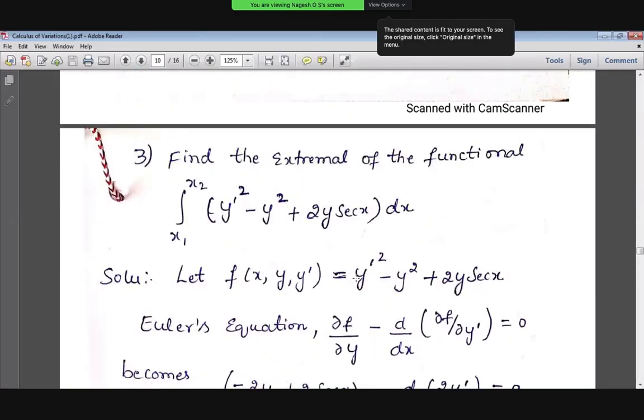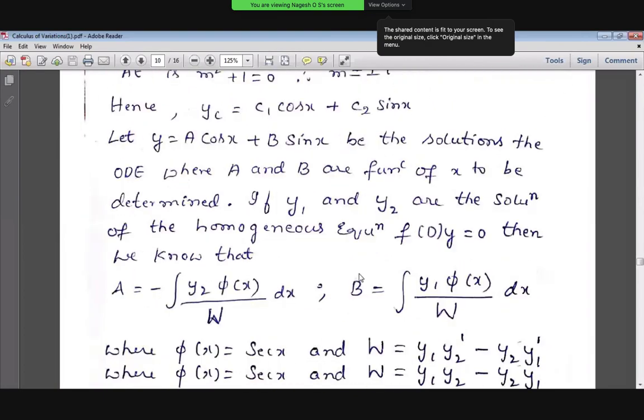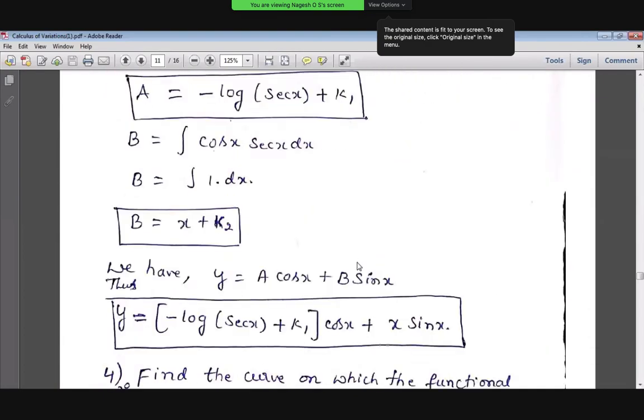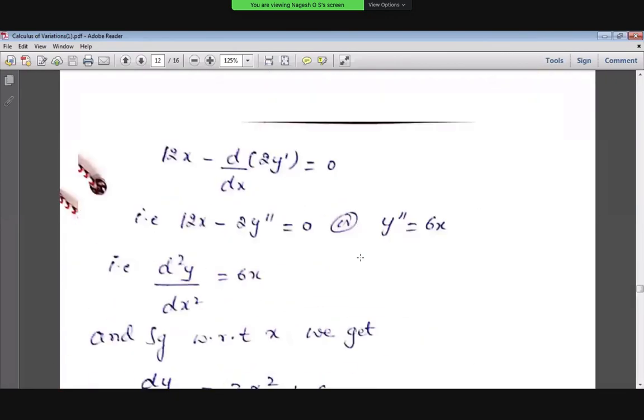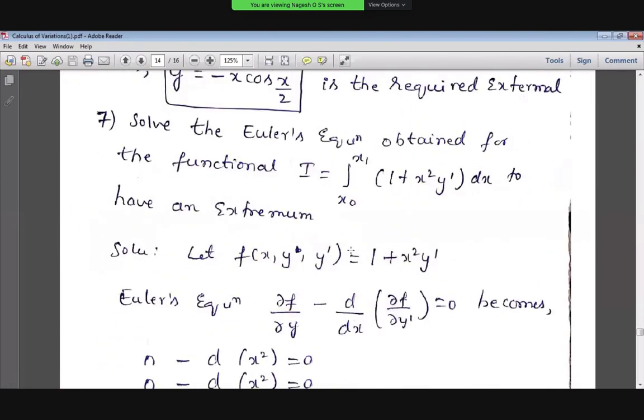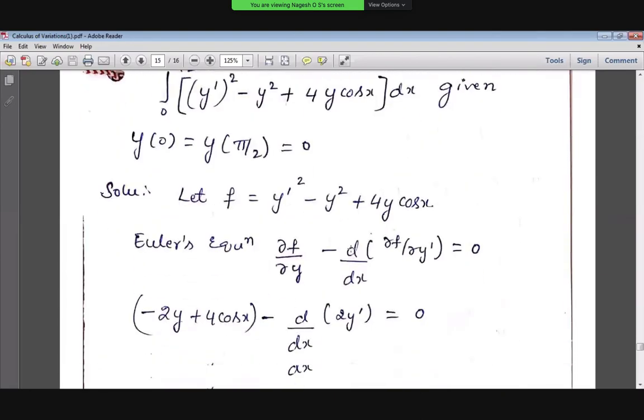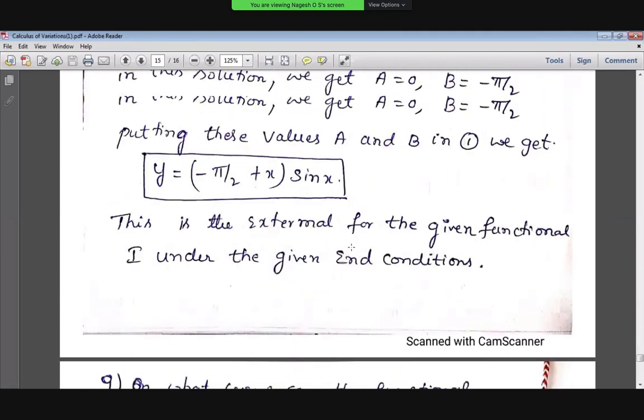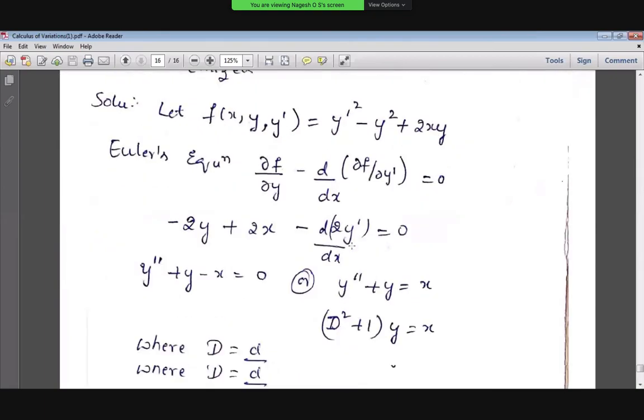From third problem, we'll continue from next class. See the notes. If you have any doubts in the two problems and the method, you can ask me.